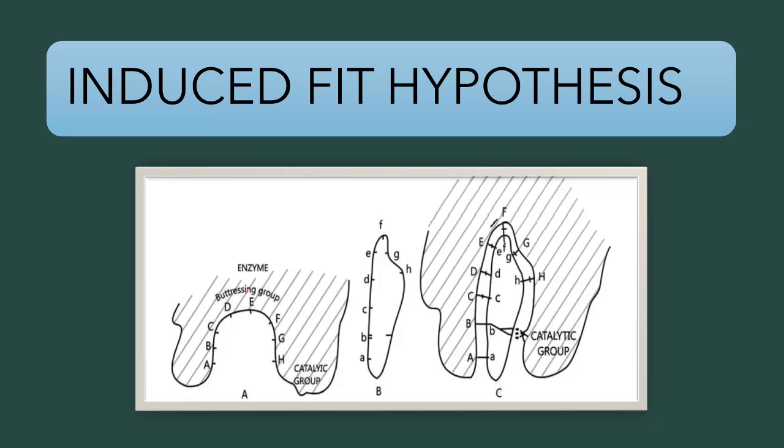This is the induced fit hypothesis. Now you can see the buttressing group, and this is the catalytic group. The substrate attaches to the buttressing group, and the conformation of the group is changed. You can see the shape of the enzyme is getting changed, adapted according to the shape of the substrate. The catalytic group will help to break the bonds between the buttressing group and the substrate.